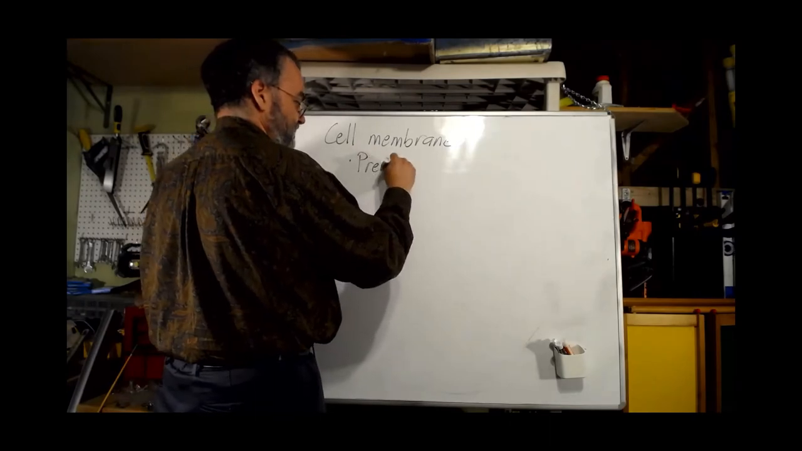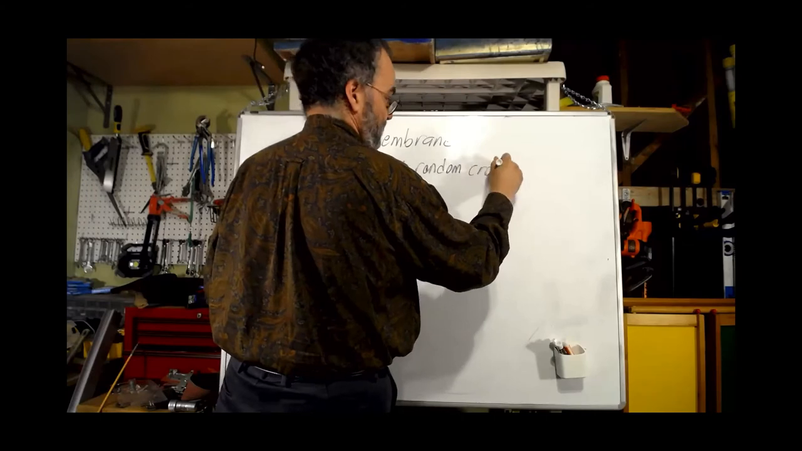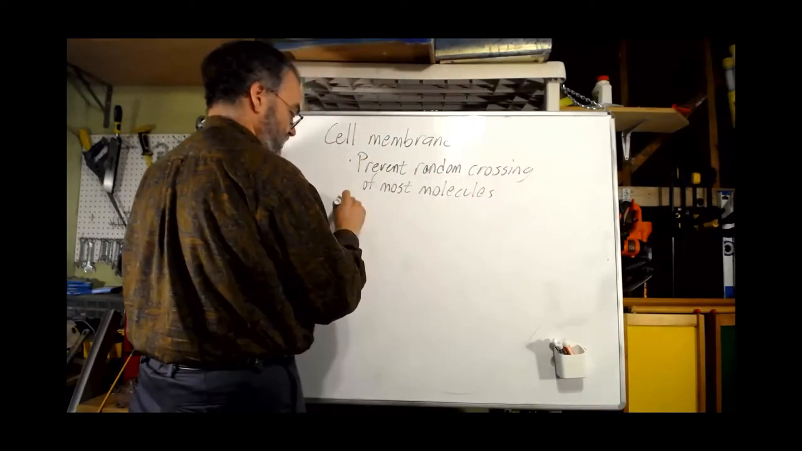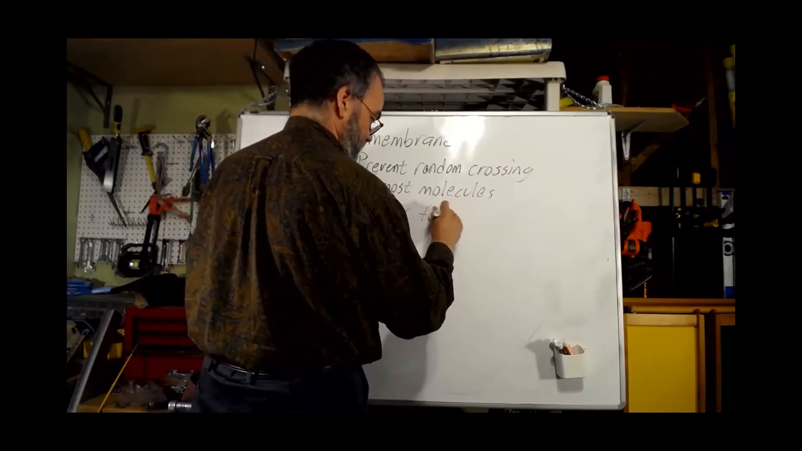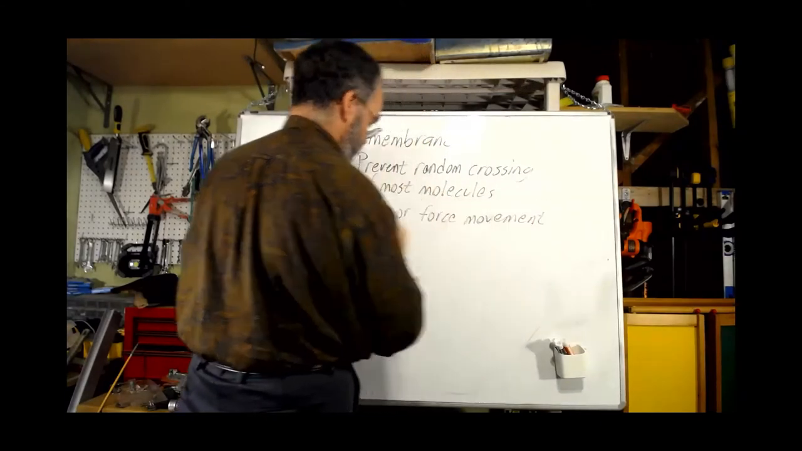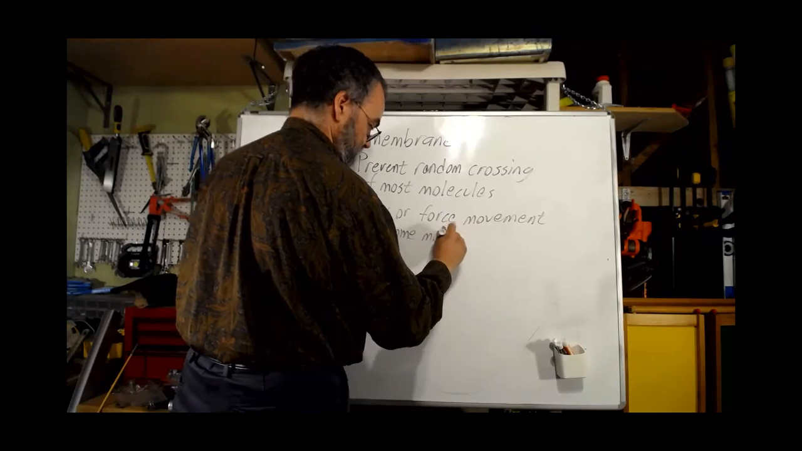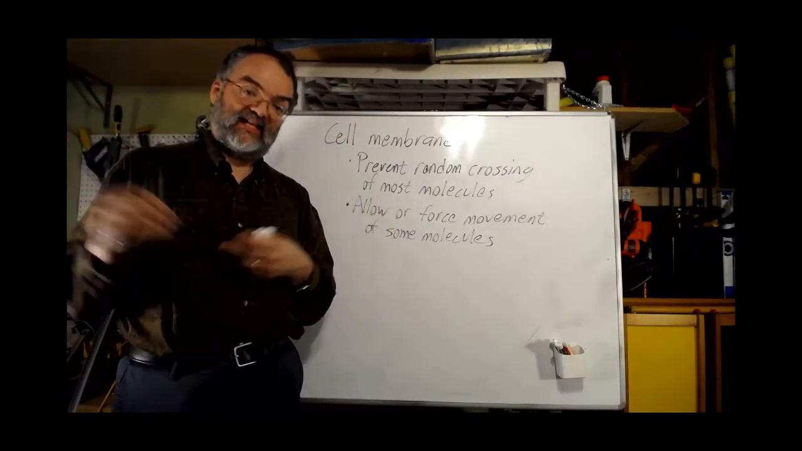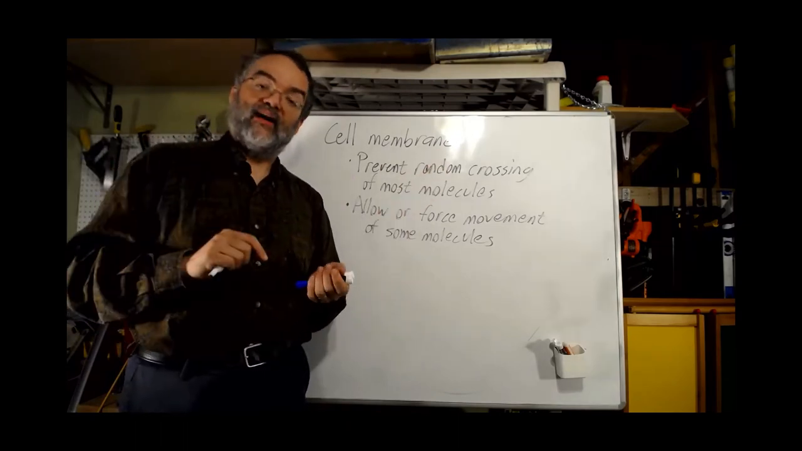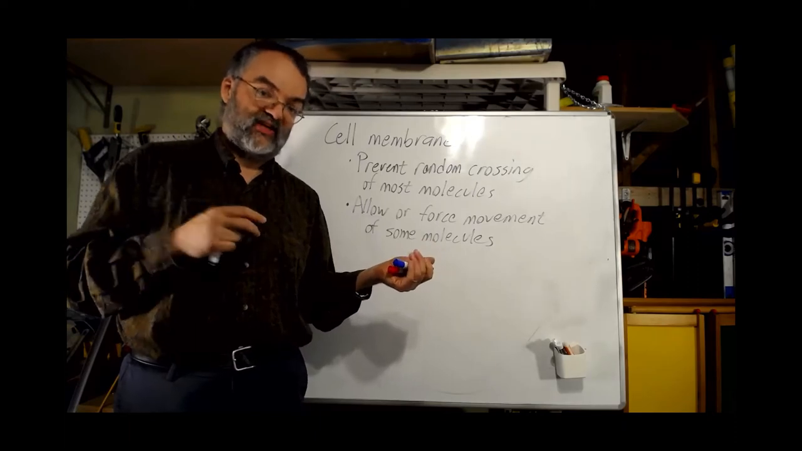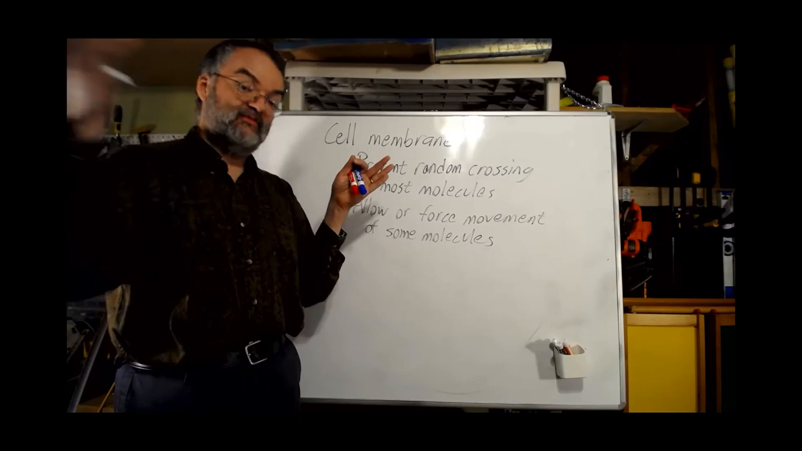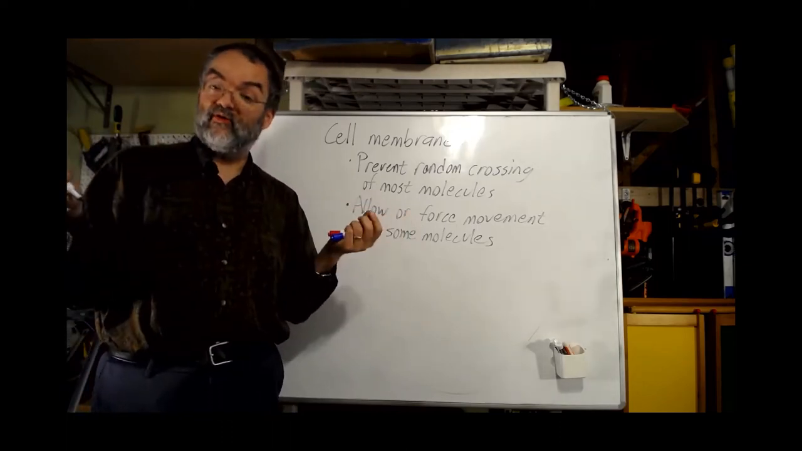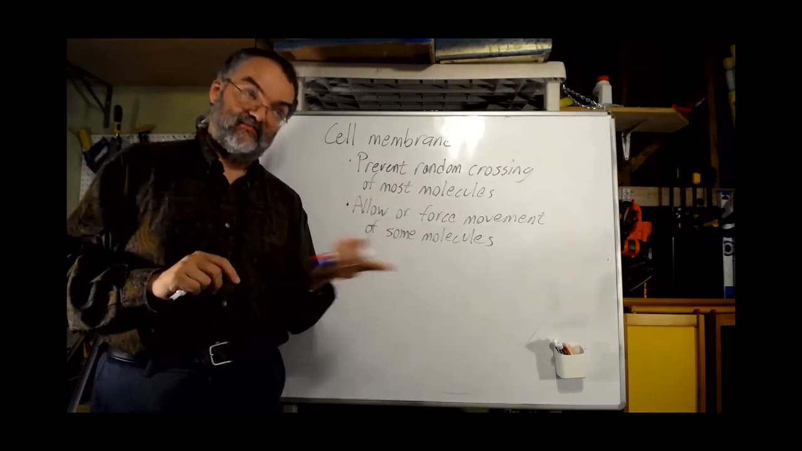We need it to prevent the random movement, the random crossing of most molecules, but we need it to allow or force the movement of some molecules. So when I've got something, I'd say an enzyme inside the cell, that enzyme has a job. It catalyzes a particular reaction. I don't want it just wandering off. Likewise, if there are other things outside in the world that might interfere with the functioning of the cell, I don't want them just wandering in. So my membrane has to prevent most things from crossing randomly. But on the other hand, I do need nutrients in and wastes out. So it does have to either allow those to move or force them to move, grab them and pull them in or push them out. Both of those are possible.